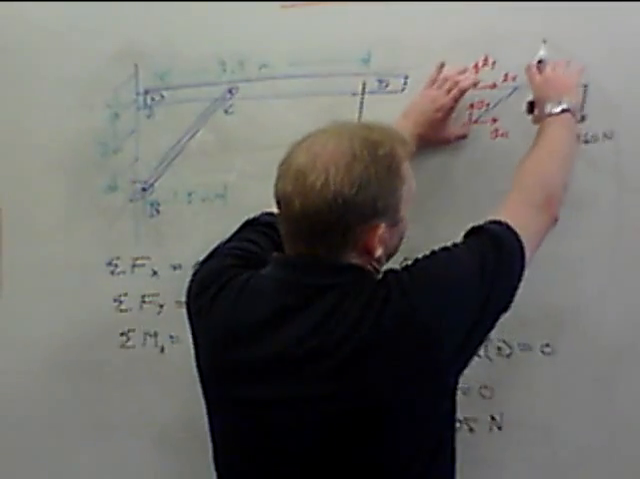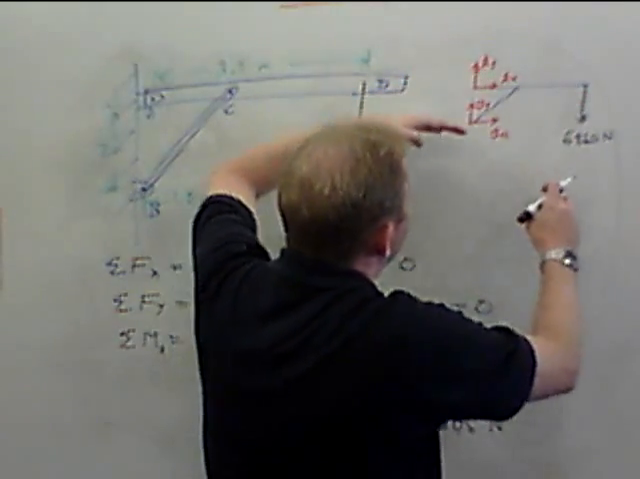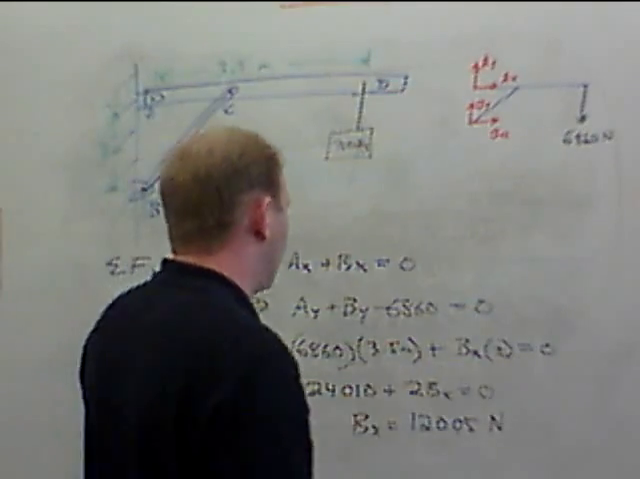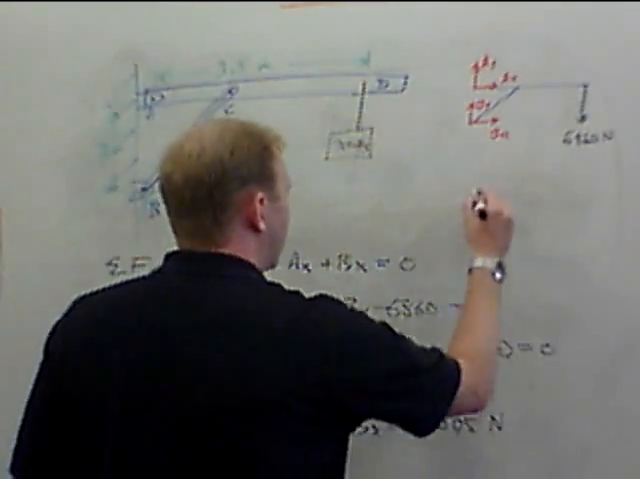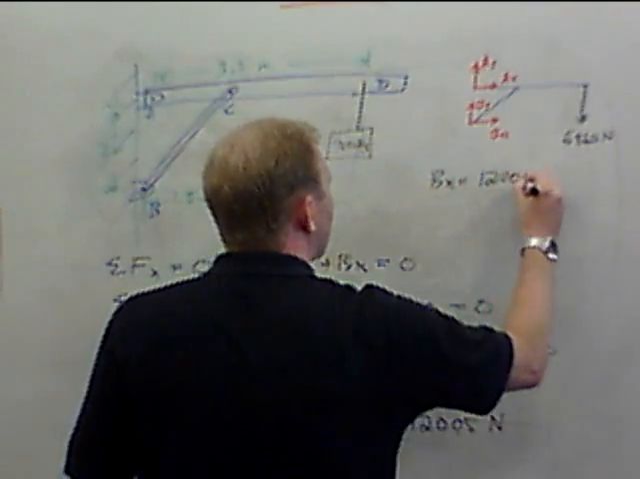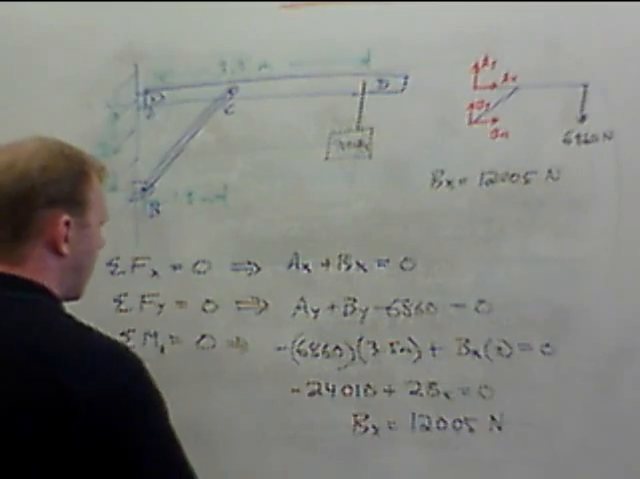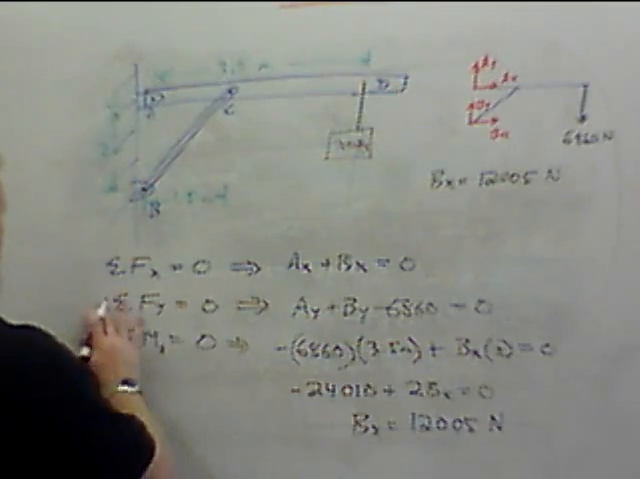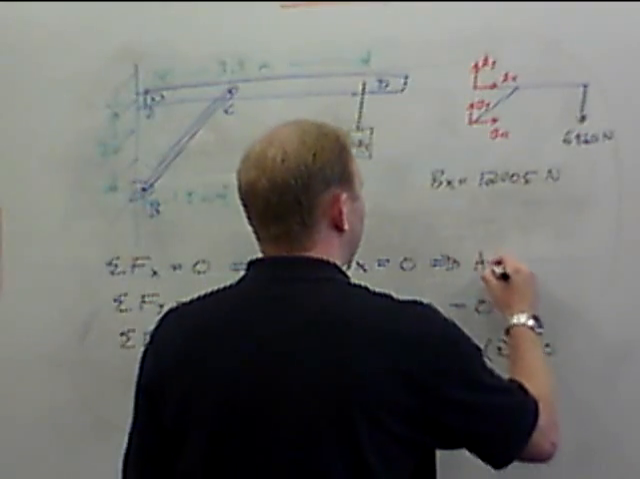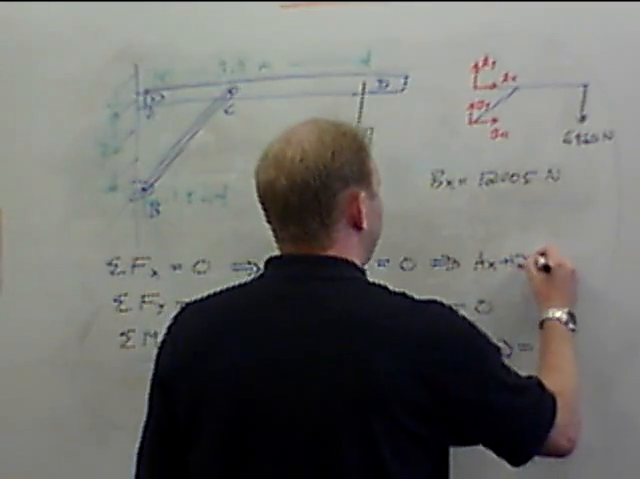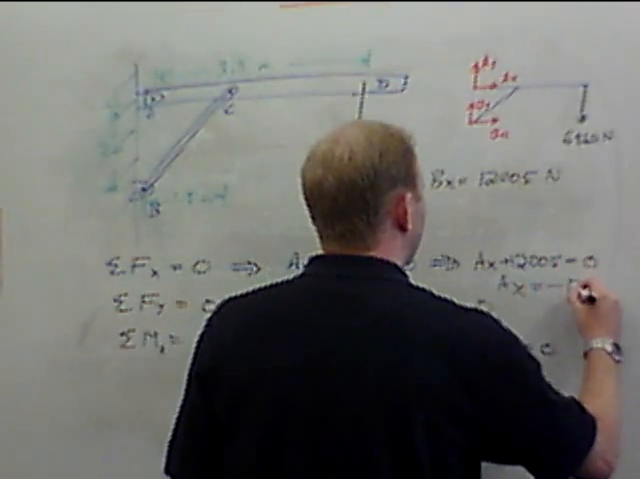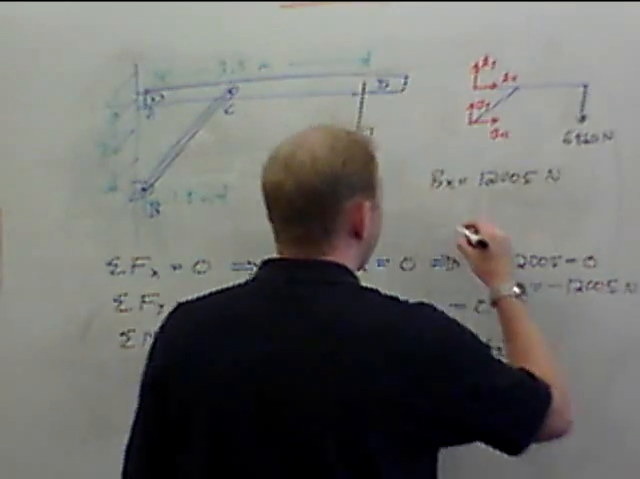If we think about this, the load is going to try and torque it downward. BX here has to push back to support it that way. What this also tells us, from summation of forces in the x, is that AX plus 12,005 equals 0. So AX has to equal negative 12,005 newtons.